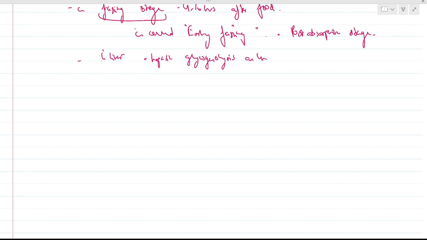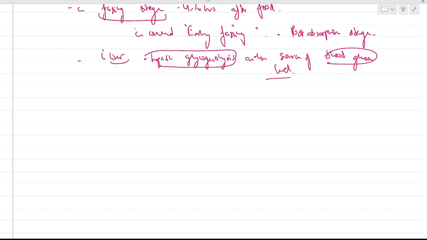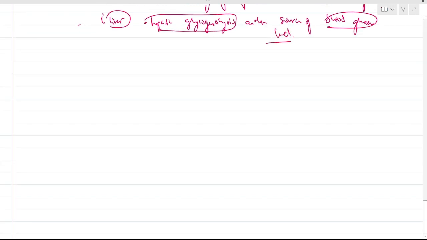Which is the source of blood glucose level. Our blood glucose level in the early fasting stage is maintained by this hepatic glycogenolysis. It is in the liver that glycogenolysis takes place. And here, as in the fasting stage, the hormone acting is glucagon, not insulin, because food is not present here. Food is being broken down, so insulin level is low.